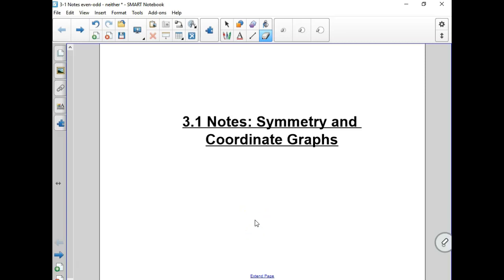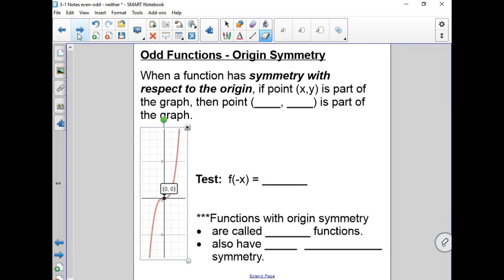Okay, in this section we'll be looking at symmetry and coordinate graphs. Specifically, we'll be looking at even and odd functions. So, odd functions are functions that have origin symmetry. I think origin symmetry is a little bit difficult to think about because the origin, of course, is the point 0, 0, and it's a little difficult to think about symmetry about a point rather than a line. So the coordinates can really help us out here.